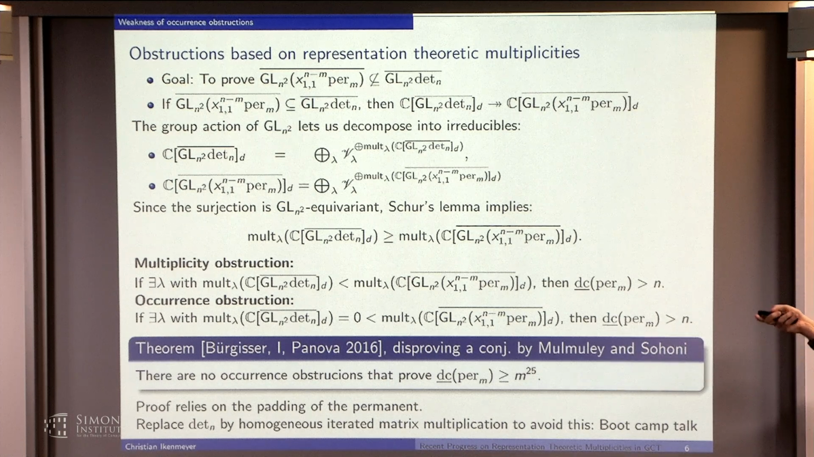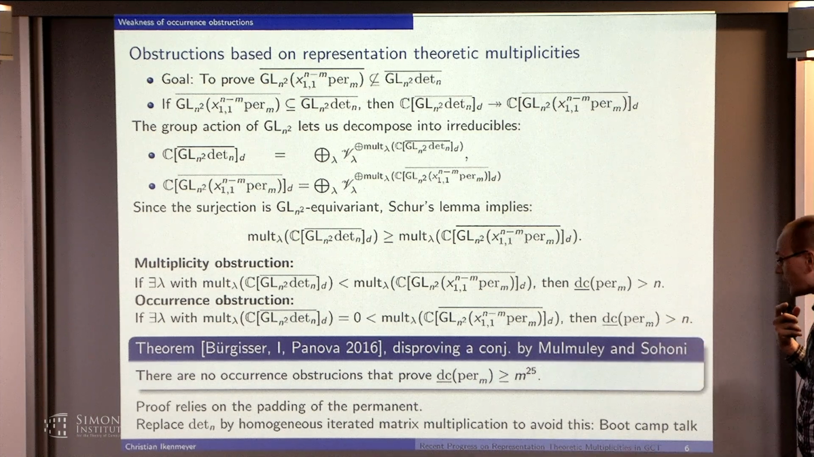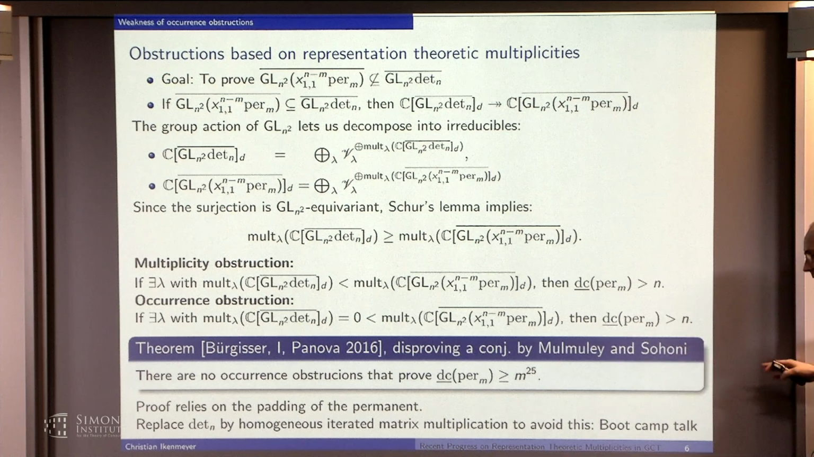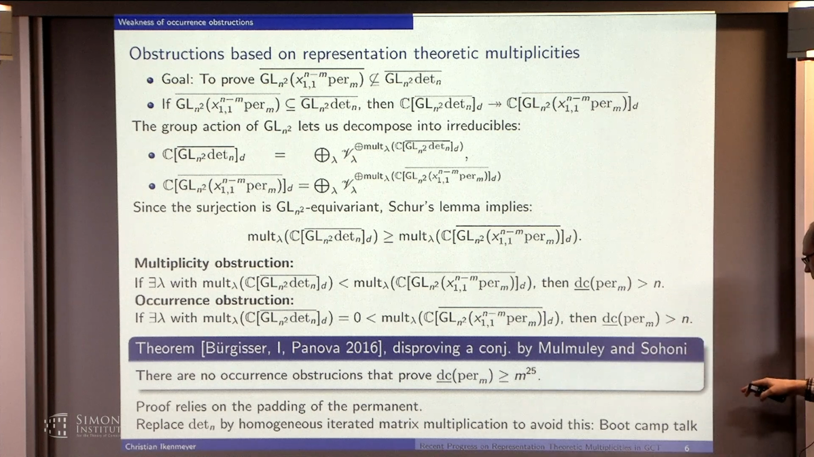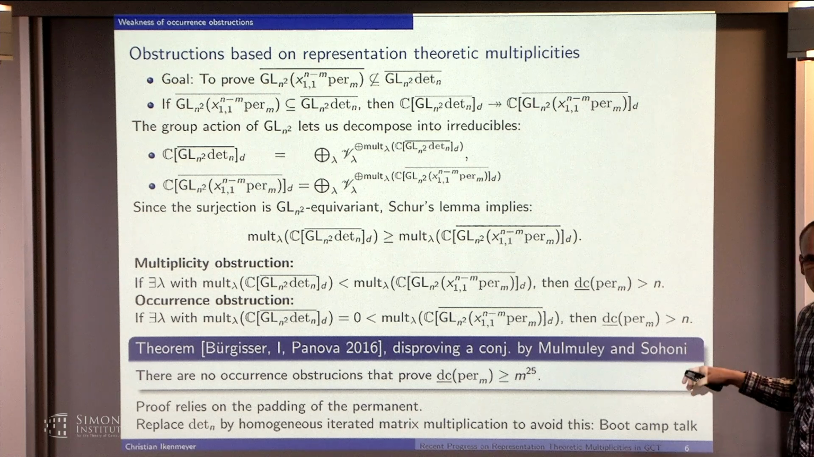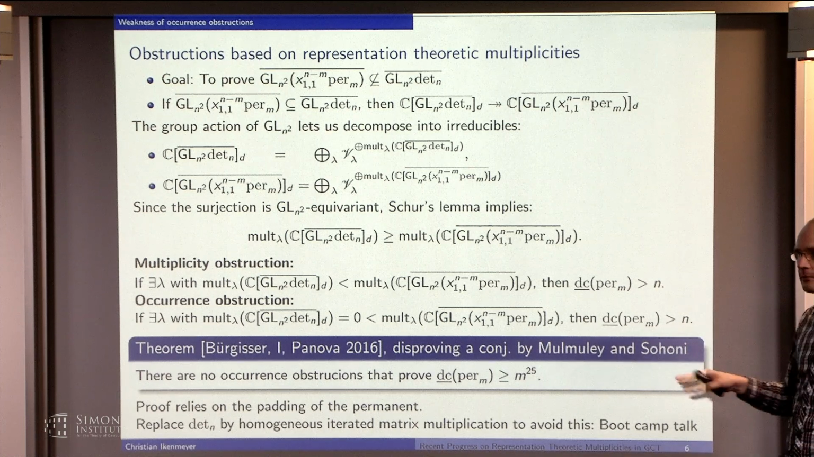There are no occurrence obstructions for determinant versus permanent, right? So the proof relies heavily on the padding of the permanent, and one can replace the determinant by the homogeneous iterated matrix multiplication to avoid this. And I spent quite a significant amount of time in the bootcamp talk on this, so you can watch those lectures, where I explain exactly the model of computation. It's homogeneous and it's beautiful and nice.